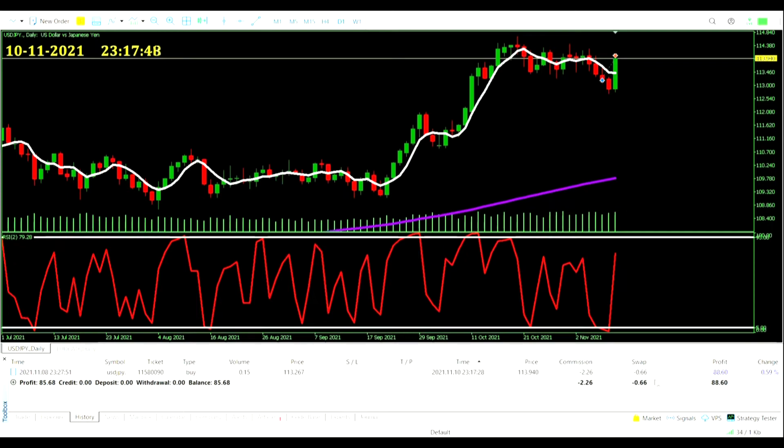$88.60 from the trade, less 66 cents from the swap, and $2.26 commission. That's the profit of $85.68. Really good trade for us.